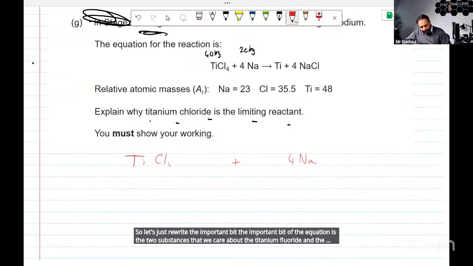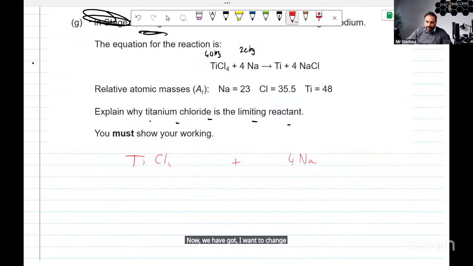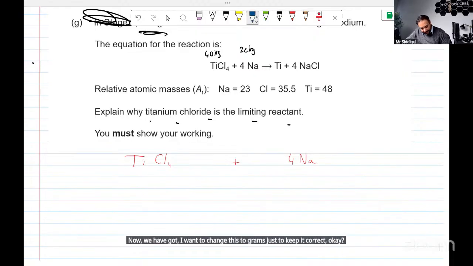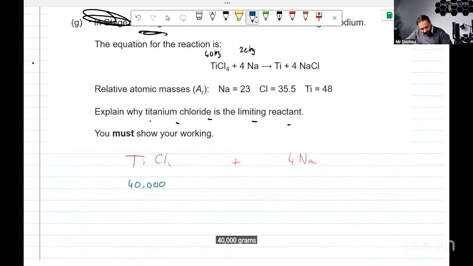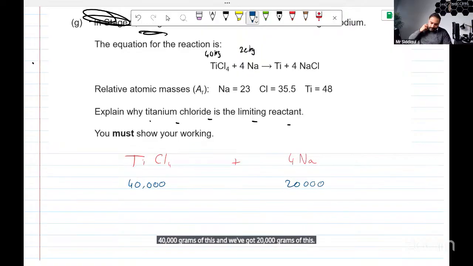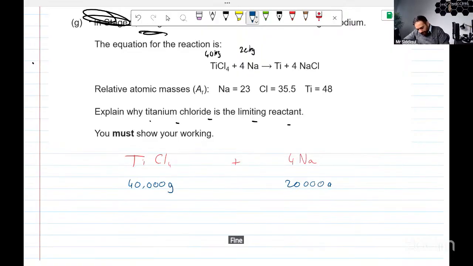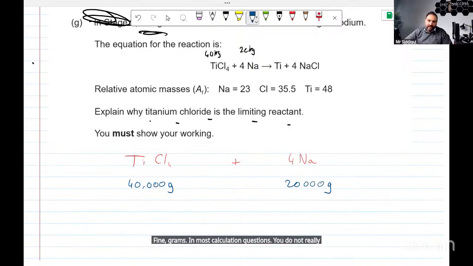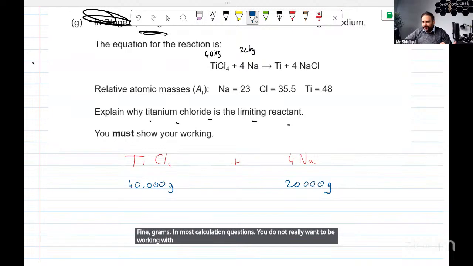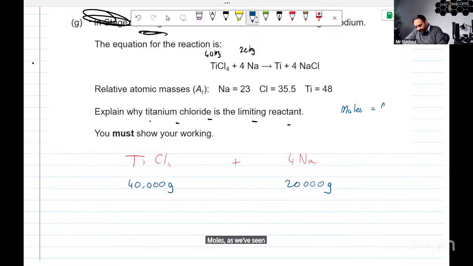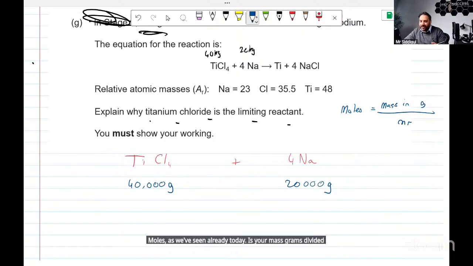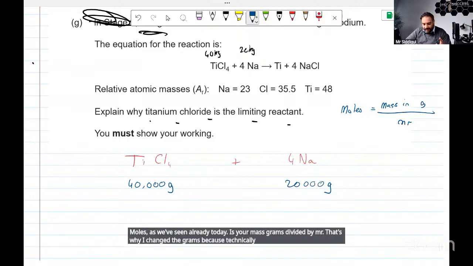Now, I'm going to change this to grams just to keep it correct. Okay, 40,000 grams of this, and we've got 20,000 grams of this. Fine, grams. In most calculation questions, you do not really want to be working with grams. You kind of have to turn them to moles. So let's do that. Moles, as we've seen already today, is your mass in grams divided by Mr. That's why I changed to grams, because technically it has to be in grams.